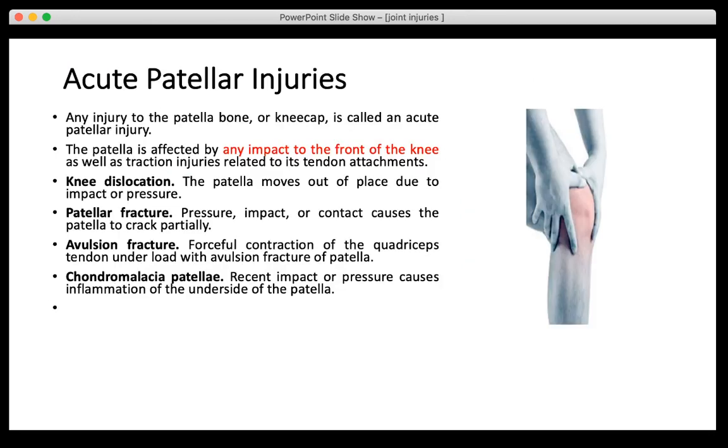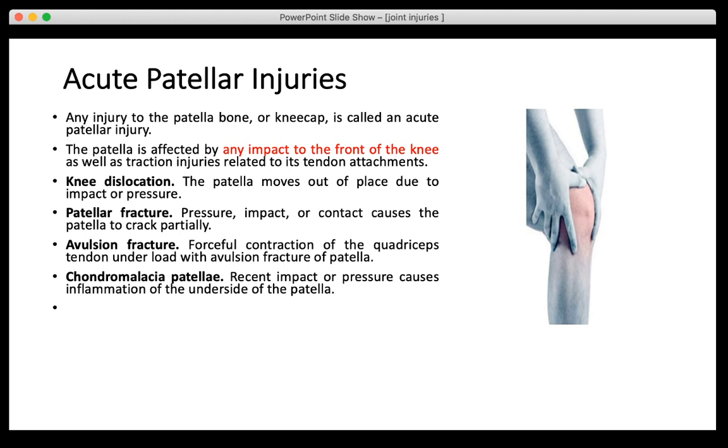Second one is acute patellar injuries. Patella is the bone which is there in the kneecap. You can say an injury to the patellar bone or kneecap is called acute patellar injury. This is basically due to impact on your knee. Sometimes during running you fall on your knees, or some push or pull by an opponent, or a ball hits your kneecap in cricket. When these kinds of things happen, you have chances of this kind of injury, and it could lead to knee dislocation.